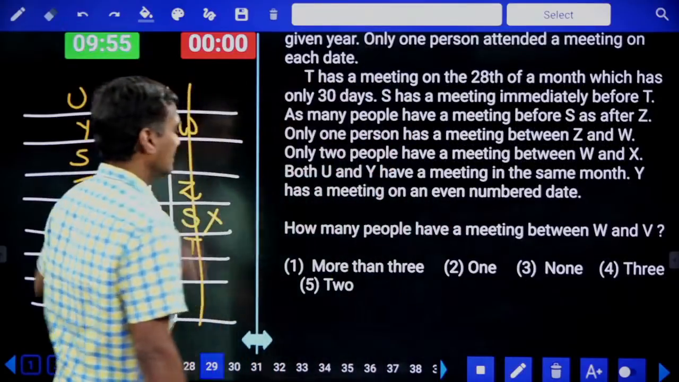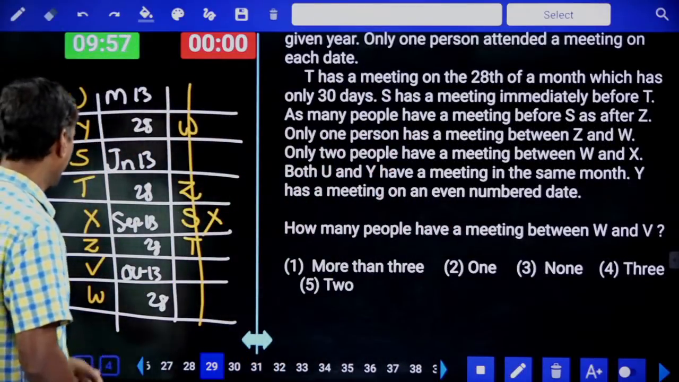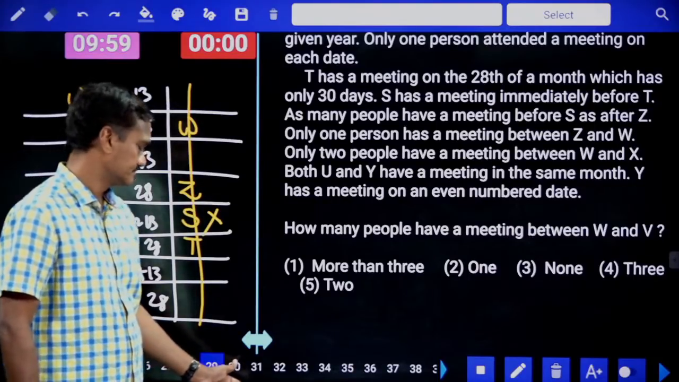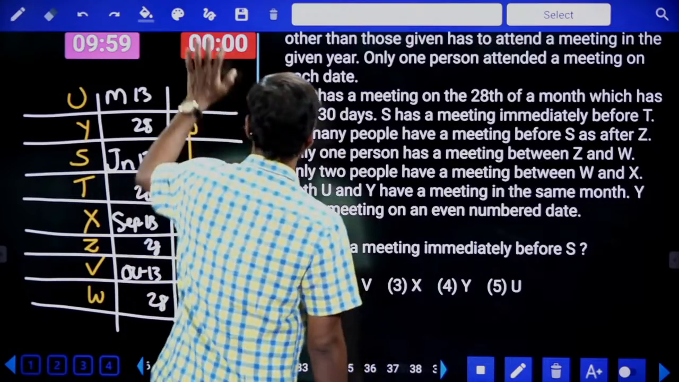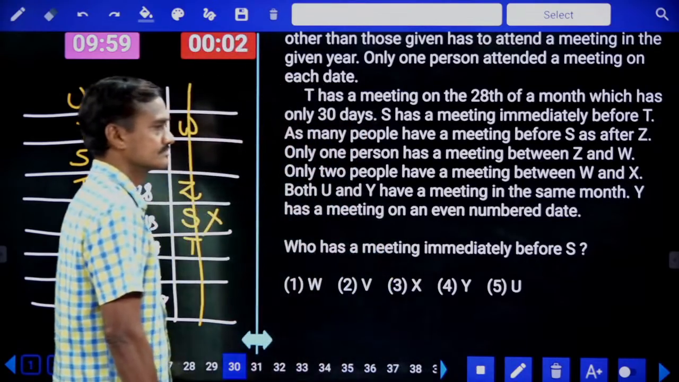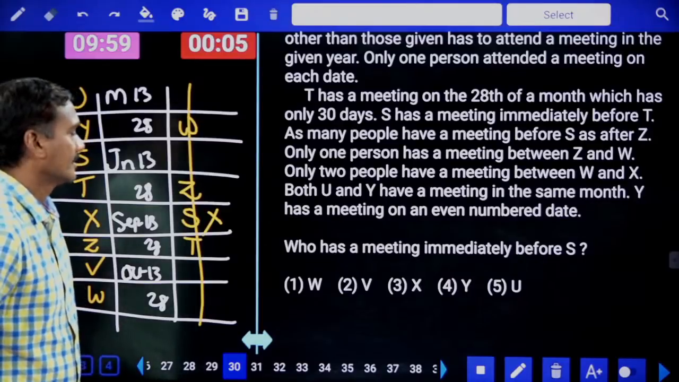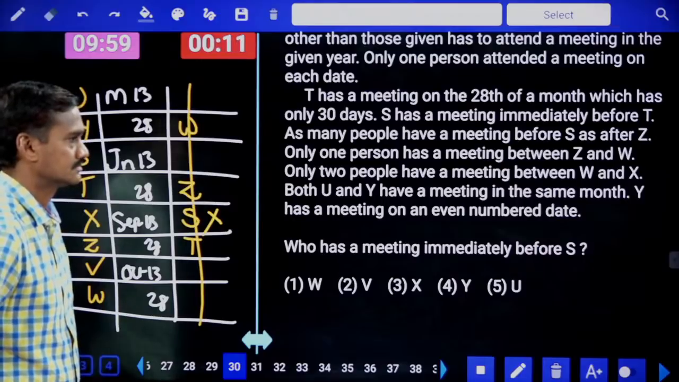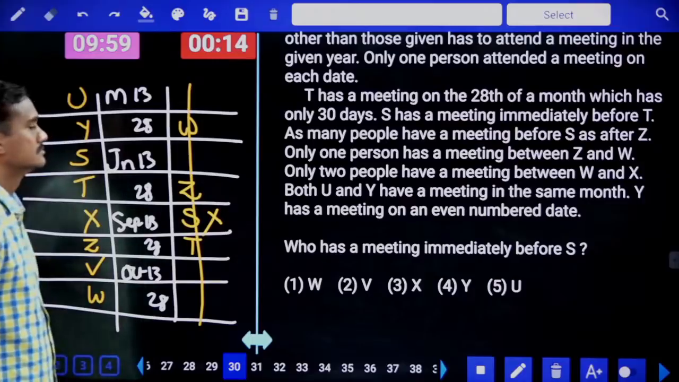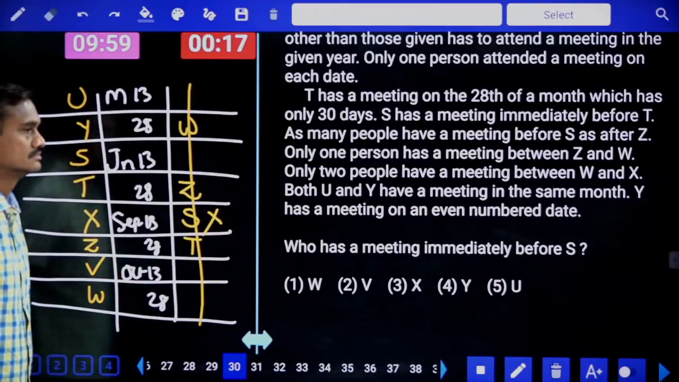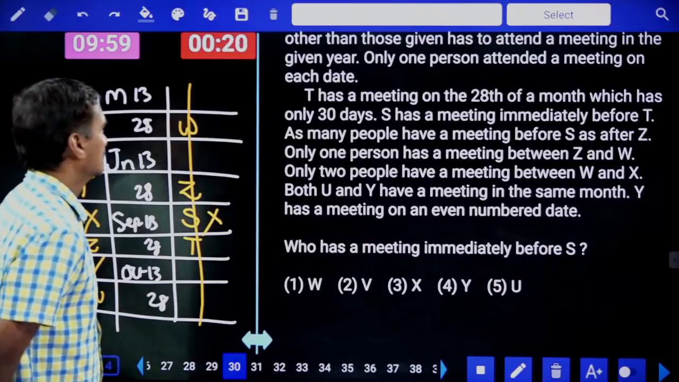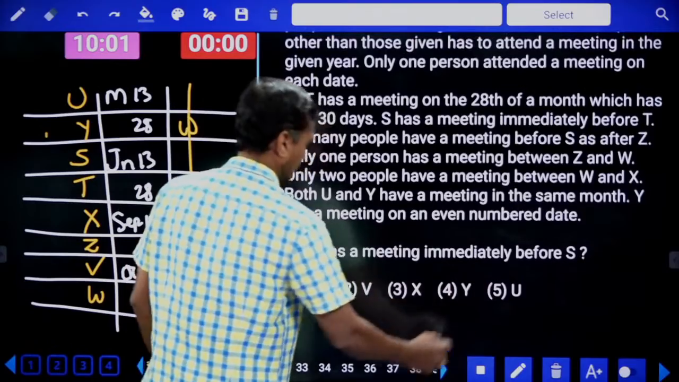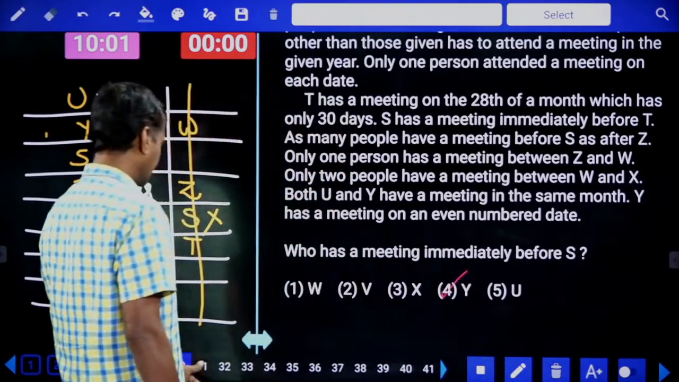Then coming to the question here, how many people have a meeting in between W and V? In between W and V there is no person, isn't it? None. That is choice 3, question number 29. Then 30th, let's start working out question number 30. Who has a meeting immediately before S? Yes, tell me who is that person? Now immediately before S, that is none other than Y. Y, that is choice 4. Y choice 4, question number 30.